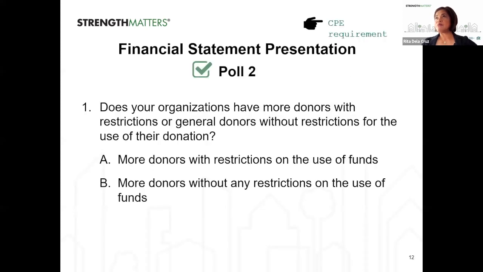Okay, we're ready for our second poll for the day. Does your organization have more donors with restrictions or general donors without restrictions for the use of their donation? What do you have? Do you have more donor restricted donations or donations without donor restrictions in your organization? I think everybody loves the second one, more donors without any restrictions on the use of funds. I'm not sure if that's what everyone's getting. We'll see.